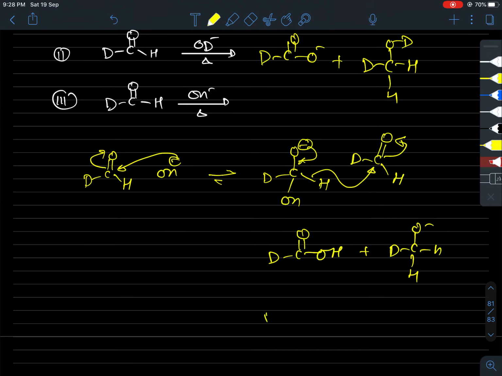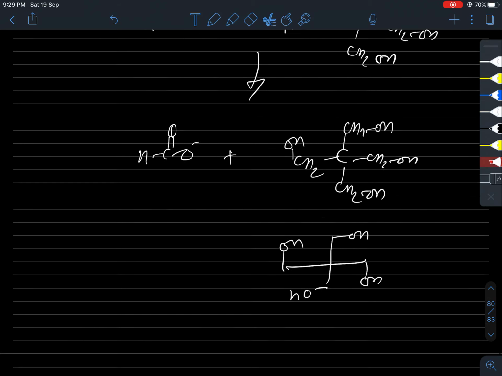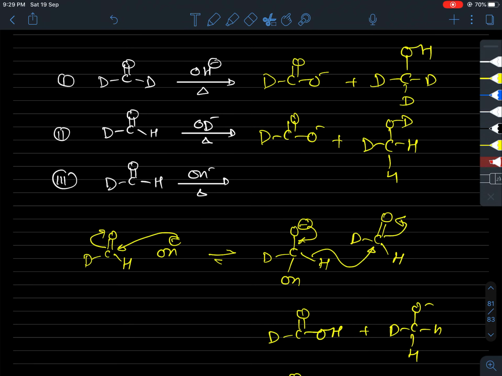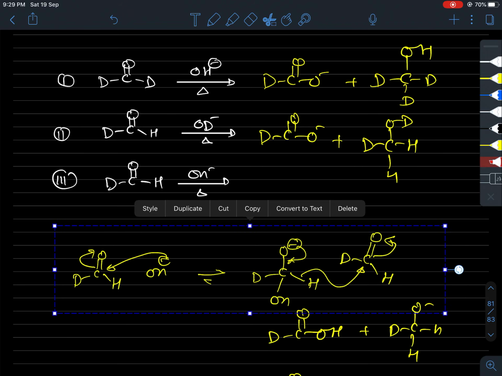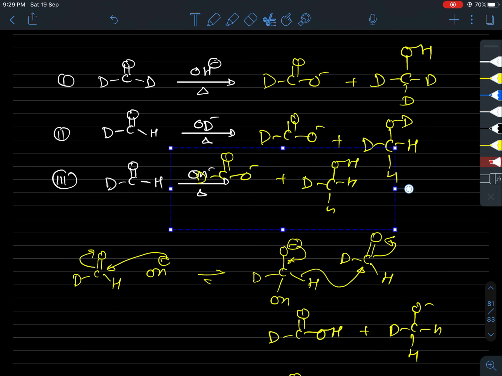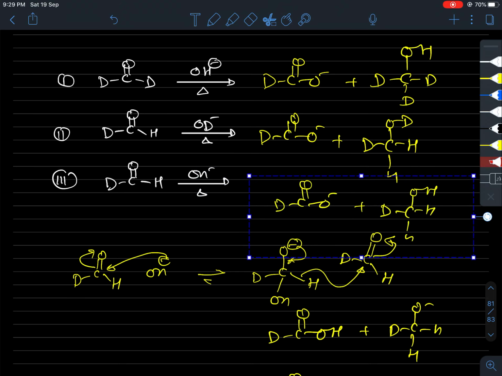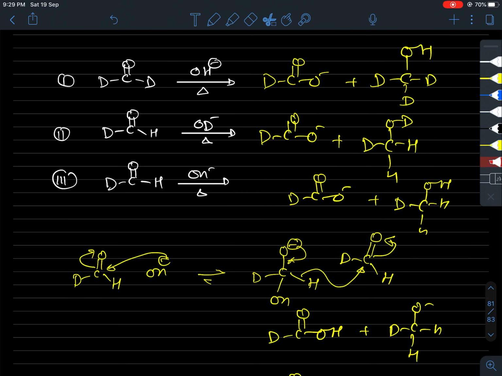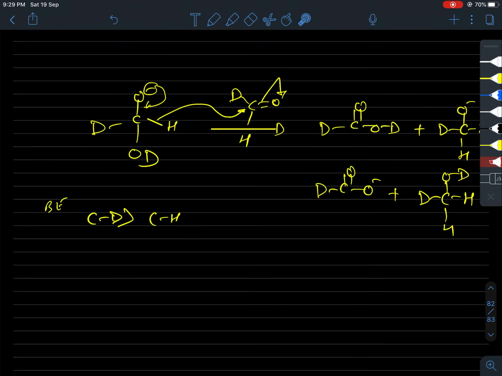Now this proton transfer, again DC double bond O minus and DCHH and OH. This will be the final product. So this is how we are going to form it. In this particular case, in the third case, the thing that you are going to get will be this. This will be the product in the third case. So these are certain important examples.